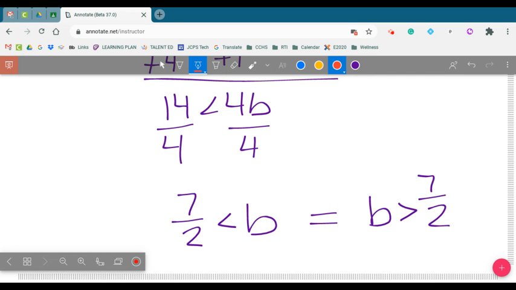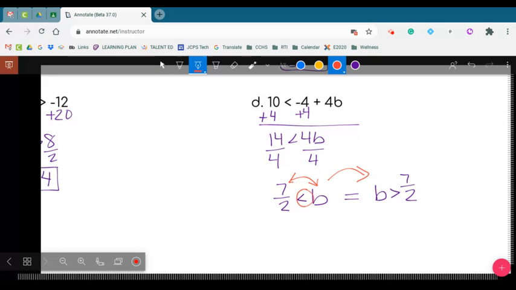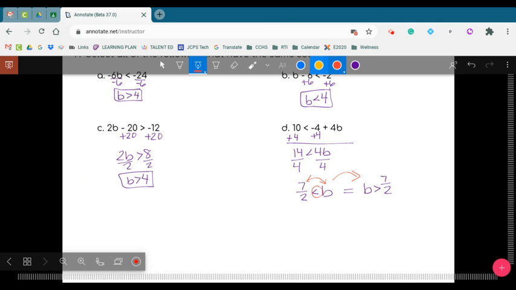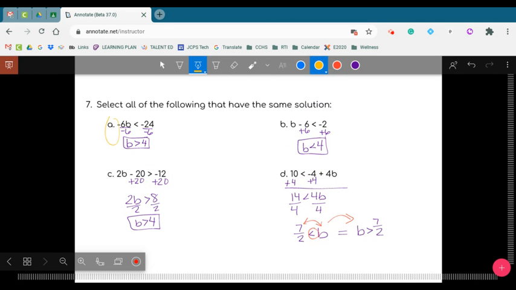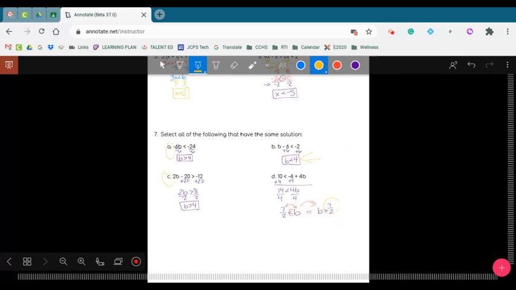So you can always flip these two, but remember, you also have to turn the sign if you were to rewrite it like that. Okay, so it looks like A and C are the only ones alike. Because this one, the inequality sign is different, and this one, you have a totally different answer.